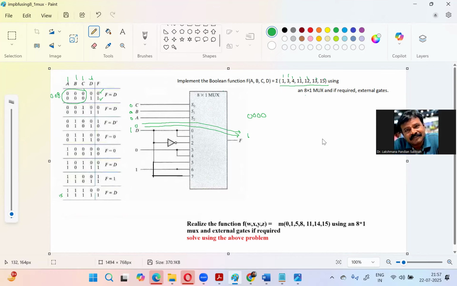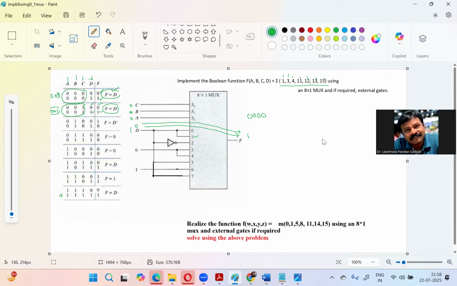Next we have ABC equal to 001, so the selection is 001. Here also the output depends on the D value, because when D is 0, F is 0, and when D is 1, F is 1. So we can directly connect D to this selector input. The function is F equal to D. D equal to 0 gives F equal to 0, D equal to 1 gives F equal to 1.